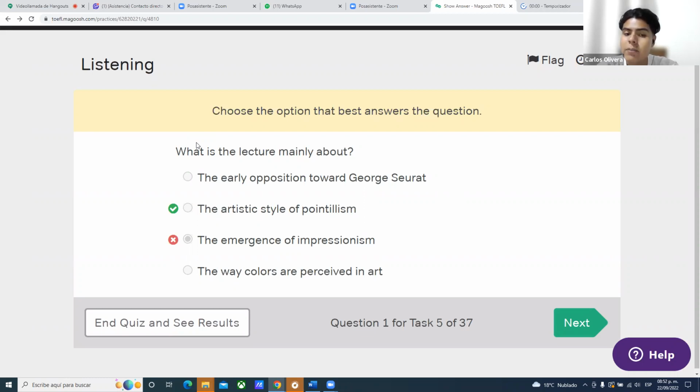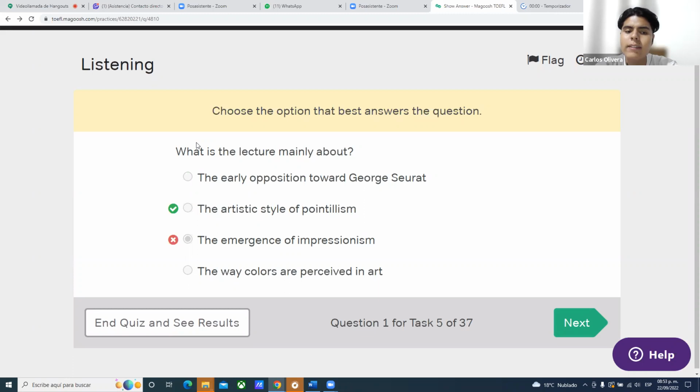pointillism was something practiced by Impressionists. But in the lecture, it is never talked about very profoundly or deeply about what Impressionism is. So therefore, this cannot be the correct answer, okay? Because Impressionism is just mentioned as that particular movement in which pointillism was born, but not something else, okay? So this cannot be the main idea.